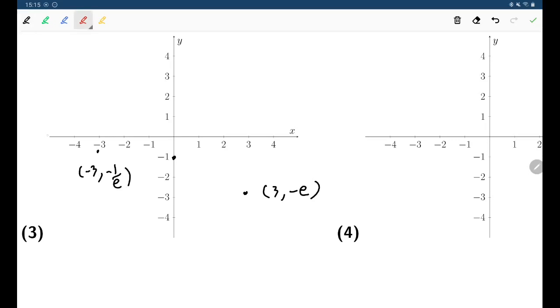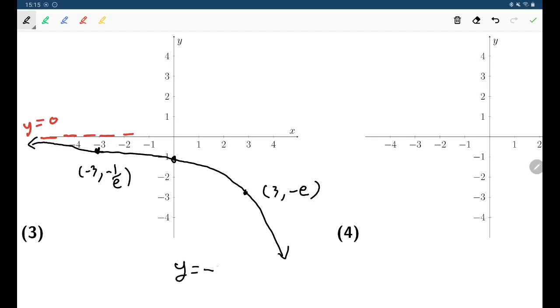My horizontal asymptote will still be there, y equals 0. And now my graph, instead of curving upwards, will curve downwards. On the left-hand side, it will still taper off to that horizontal asymptote. And so there we go. There's our graph of y is equal to negative e to the x over 3.